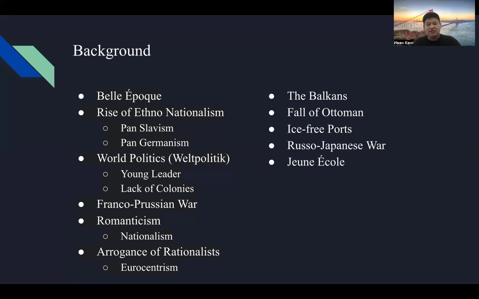They didn't really see the conflicts between the ethno-nationalism and the other things in there. And they thought if we all think rationally, then the war wouldn't happen. That's what they thought, but that was their arrogance. It doesn't really work that way.